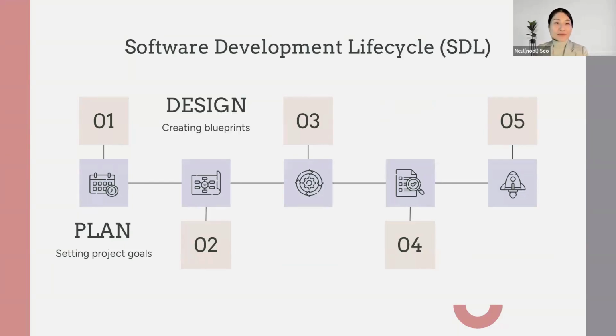Next is design. Once the requirements are all set, the system architecture and detailed design are planned. This involves creating blueprints and diagrams to visualize how the software will function and how different components will interact. The design phase ensures that the software solution aligns with the project goals and requirements.